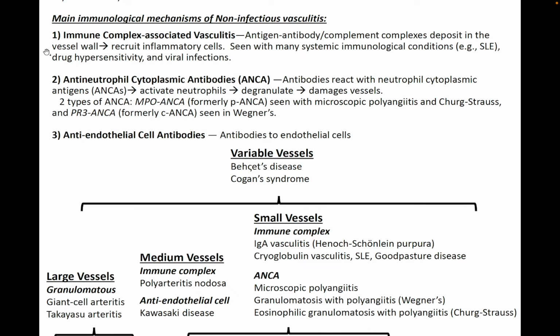In the ANCA category, you have antibodies that react with neutrophil cytoplasmic antigens, or ANCAs, activating neutrophils, which degranulate and damage the vessels. The two types of ANCA: MPO ANCA, formerly P ANCA, is seen with microscopic polyangiitis and Churg-Strauss, and PR3 ANCA, formerly C ANCA, which is seen in Wegener's. In the anti-endothelial cell antibodies, as the name suggests, antibodies attach to the endothelial cells.